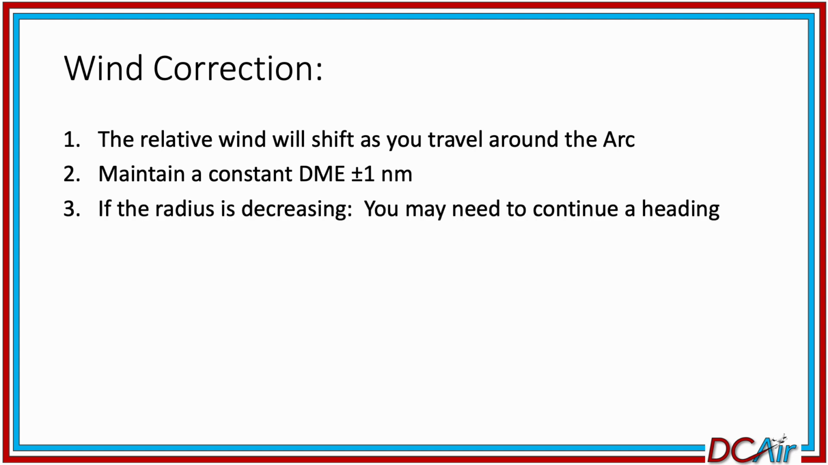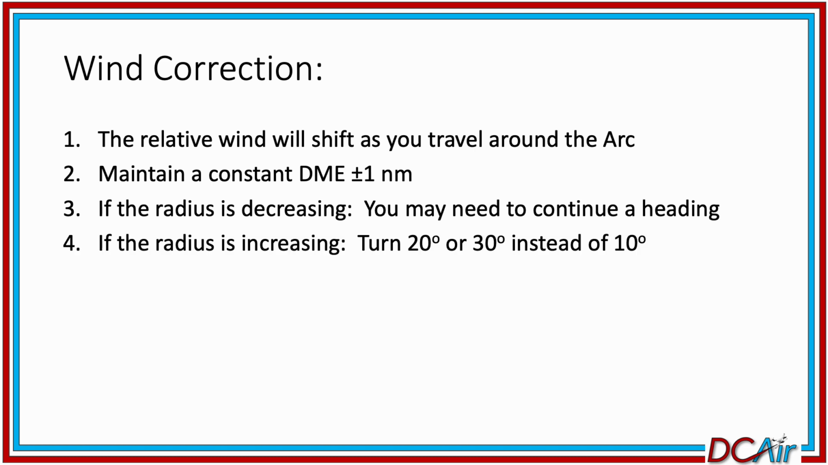If the radius is decreasing due to your wind, you may need to continue your heading to cross the next radial instead of turning. If the radius is increasing due to wind, you may need to turn 20 or 30 degrees instead of 10 degrees, depending on how much the wind is affecting the radius. The key is to monitor your distance and make adjustments at the first indication of a change.